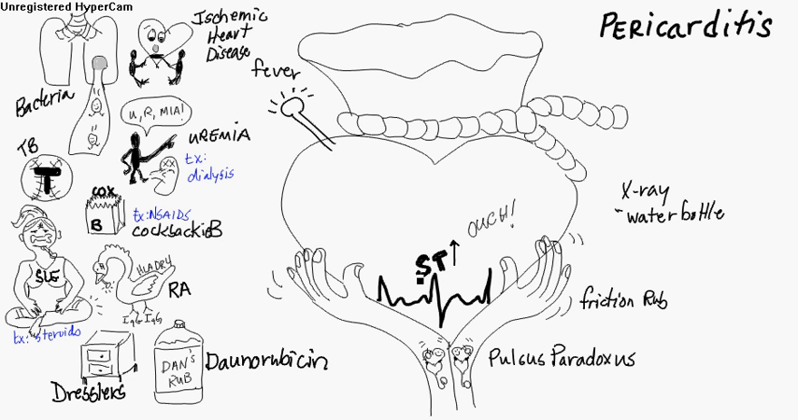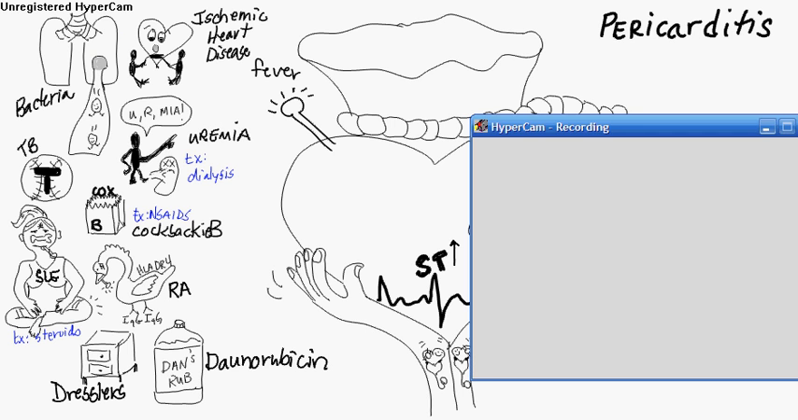Also, the ST elevation is a little different. In pericarditis, the T waves might invert after the ST is normal, but in an MI, the T waves invert during the ST elevation. But there's no changes in the QRS complex. So these are all things that cause pericarditis, how it looks, and how it presents.